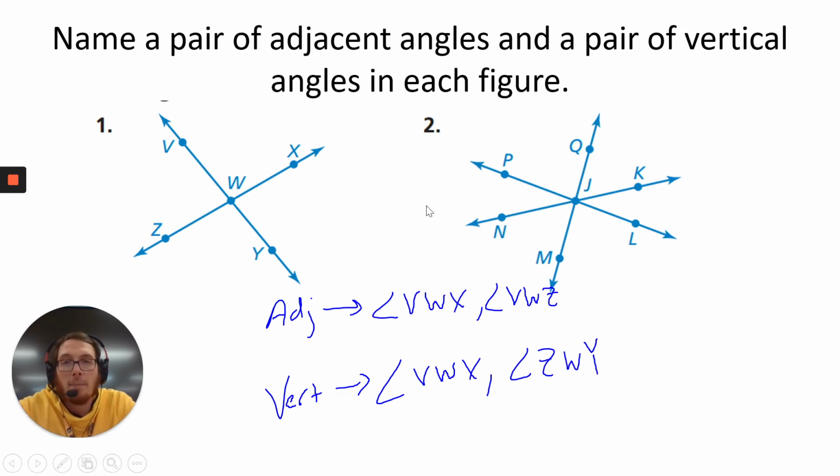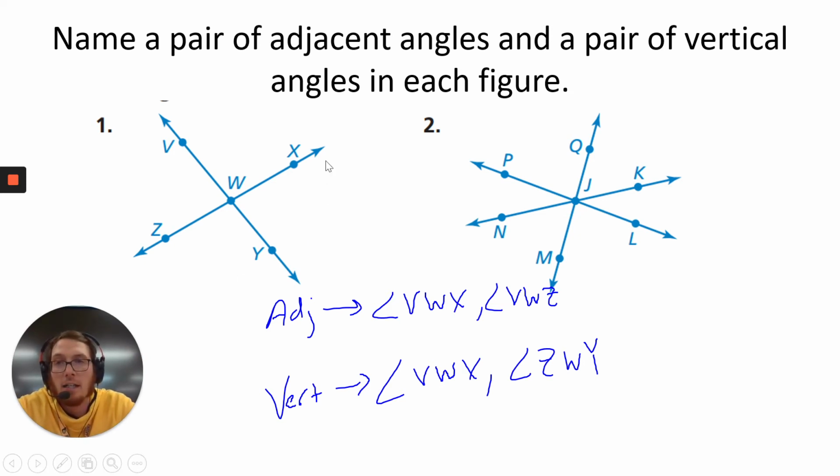Okay, so here's two examples. I'll just focus on this first one. I would encourage you on the second one to look at it a little closer yourself. For this first one, adjacent, they just need to share a side. Okay, so VWX and VWZ, they just go opposite directions of each other. They share a vertex though.